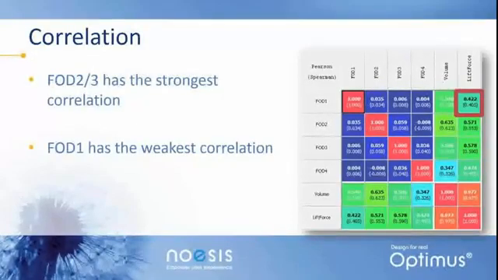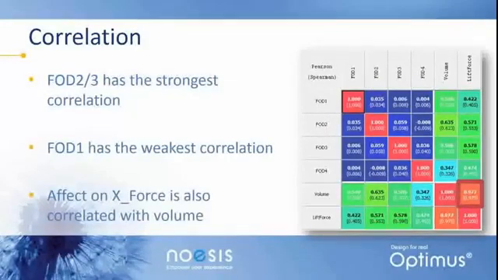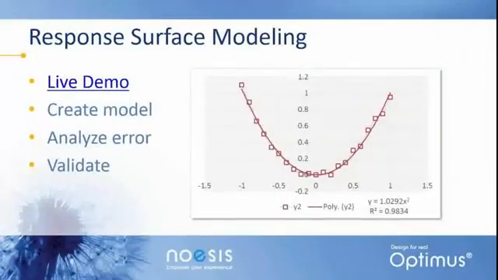And so unlike in the example that Mike showed earlier, for the optimization, we actually won't be able to exclude any of the 4 input variables. So we need to keep all 4 input variables as part of our optimization. In addition, we did notice that the lift force and the volume output variables were highly correlated.